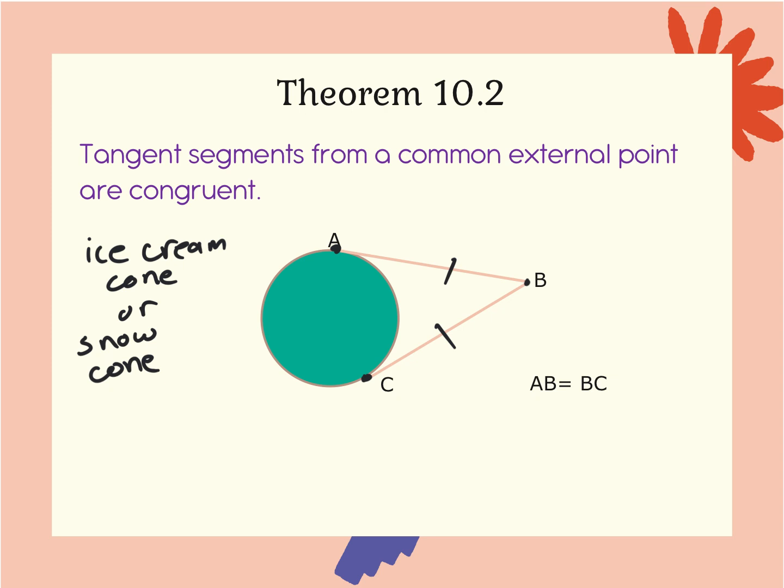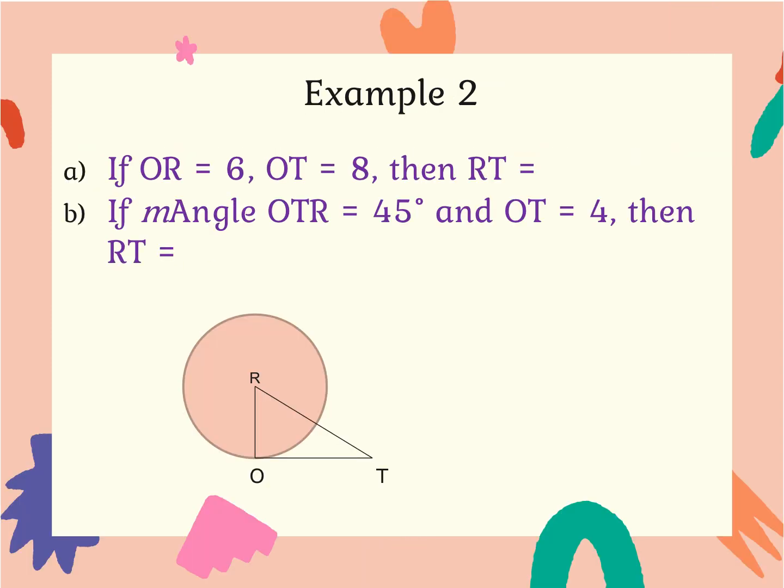So you can think of it as an ice cream cone or a snow cone, as it holds whatever that circle flavor thing you want, whether it be ice cream or snow cone, in the same place, because it's going to be tangent and only touching it at one point. And so it has to be equal on both sides.